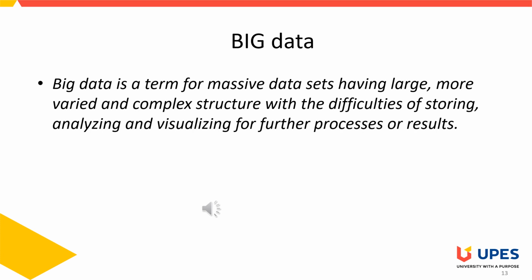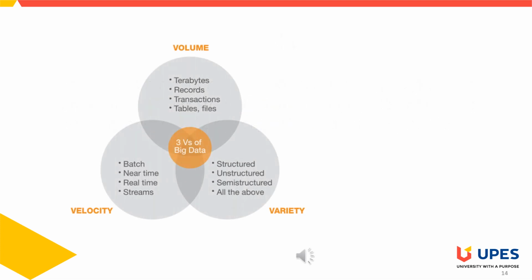Big data is a term for massive data sets having large, more varied and complex structure with the difficulties of storing, analyzing and visualizing for further processes or results. Let's understand the 3 V of big data. Volume. Size matters. The first attribute that makes big data big is the size of the data. There can't be a fixed measure of what a big data size should be, but currently it should be in TB or above, but soon it will become more than a petabyte.